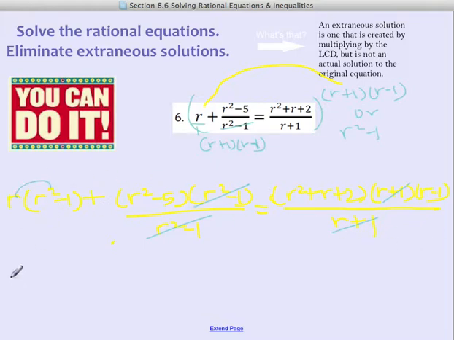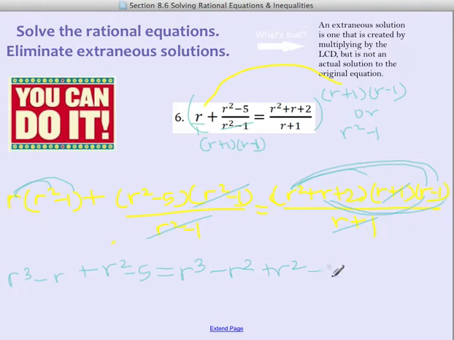Okay, so I would have r to the third minus r, plus r squared minus r is equal to, now I distribute, I'm taking r squared times r to the third, r squared minus 1 will be negative r squared. R times r will be plus r squared. So it's negative r. And then my last piece, I have 2 times r, so plus 2r, and 2 times -1, so minus 2. Now I'm going to combine my like terms.